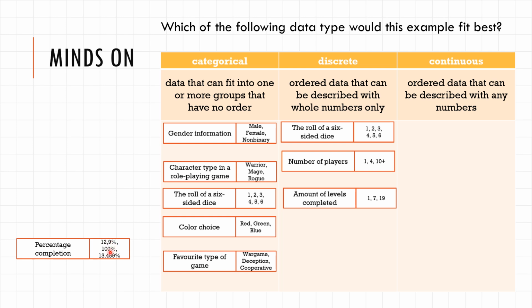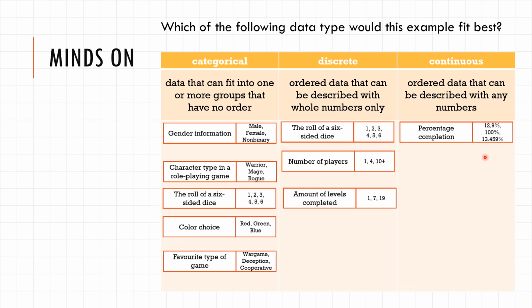Because we can use decimals to describe how complete you are, how much you've completed, you would say that this is continuous data, not discrete data. You can use decimals to describe it.